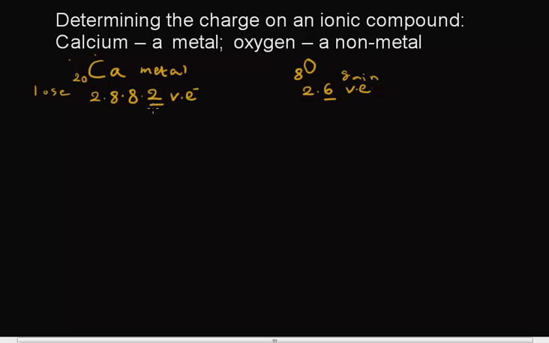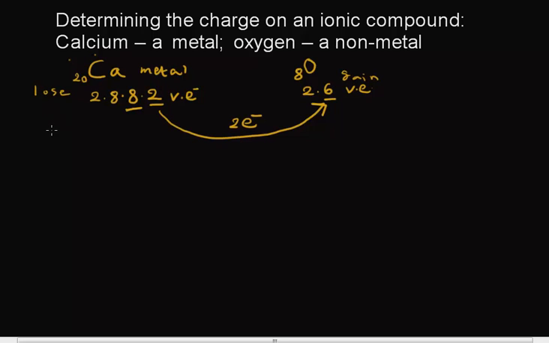So calcium, being a metal, to get a full outer shell and become stable, has to lose 2 electrons. So it will lose 2 of its valence electrons to oxygen. So let's see what happens when calcium loses 2 of its valence electrons to oxygen.